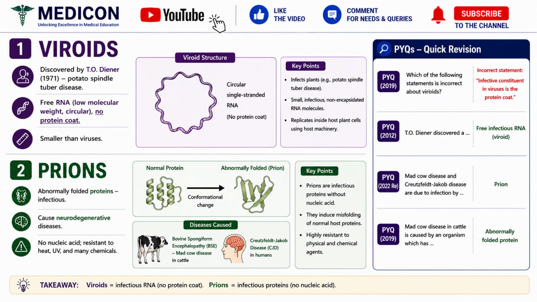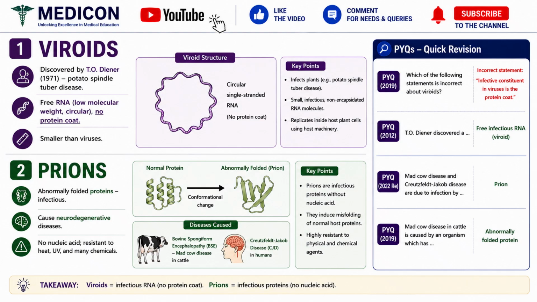Viroids were discovered by T.O. Diener, in potato spindle tuber disease. They are free RNA, low molecular weight and circular, with no protein coat, smaller than viruses. So the structure of the viroid is circular, single-stranded RNA, no protein coat. The key points are they infect plants, for example potato spindle tuber disease. They are small, infectious, non-encapsulated RNA molecules and replicate inside the host plant cells using host machinery.